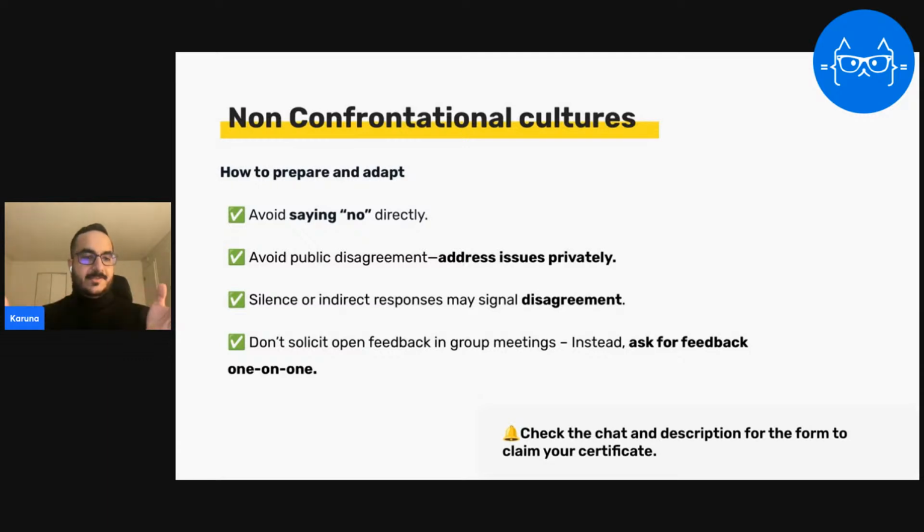Silence or indirect responses may be a sign of disagreement. Not always, but maybe, especially silence, right? Taking silence as a yes can be very dangerous in cultures that are more non-confrontational, right? Because you may assume that everyone agrees with you just from the room being silent, but that might not necessarily be the case. Same with getting feedback in group meetings, right?